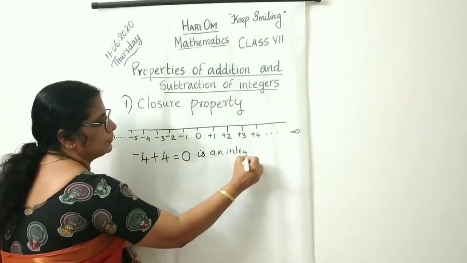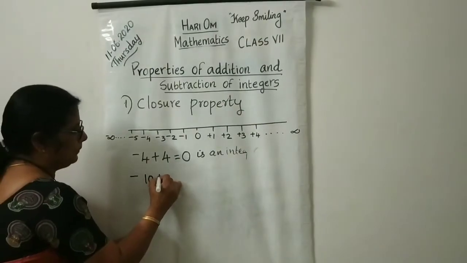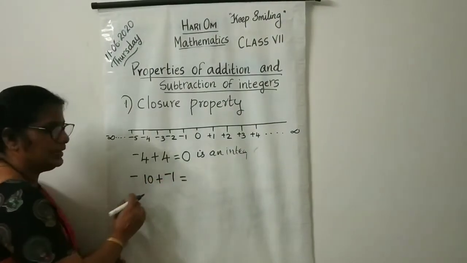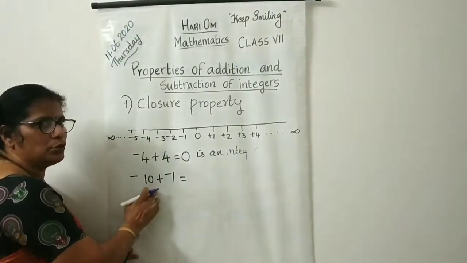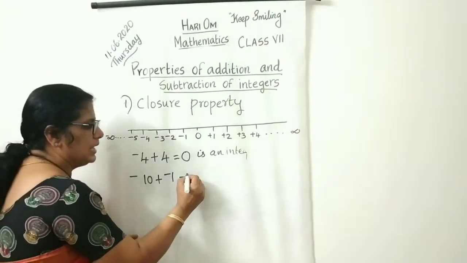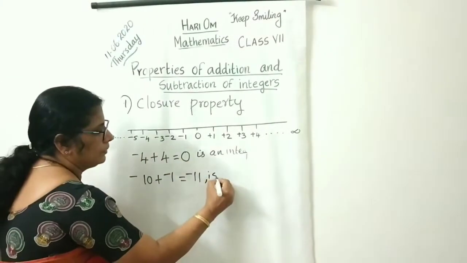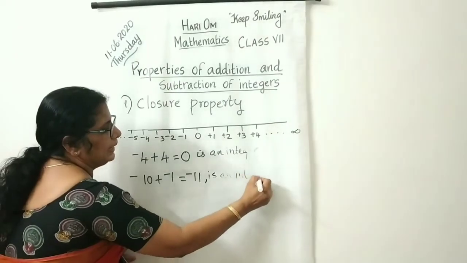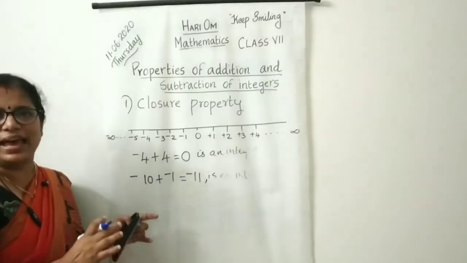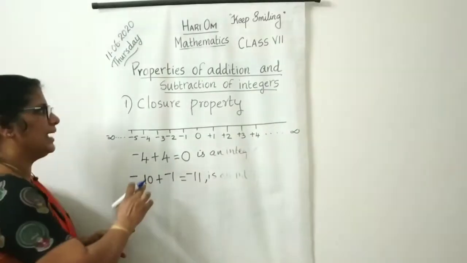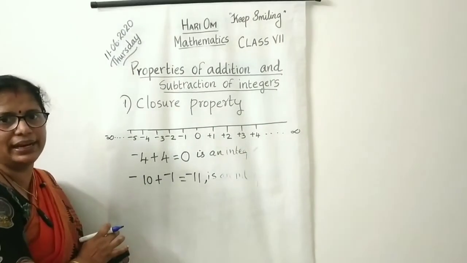Then again I am taking minus 10 plus minus 1. What is minus 10 plus minus 1? You know how to add these. Minus 10 plus minus 1 is minus 11. Minus 11 is also an integer. Like this, if you take any integers and add, the answer will be again an integer. So we can say that integers are closed under addition.